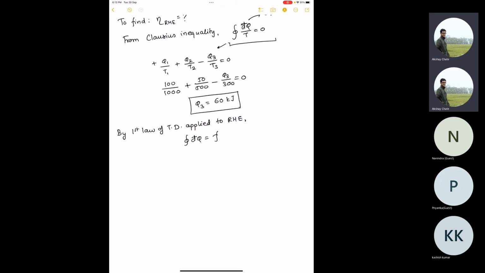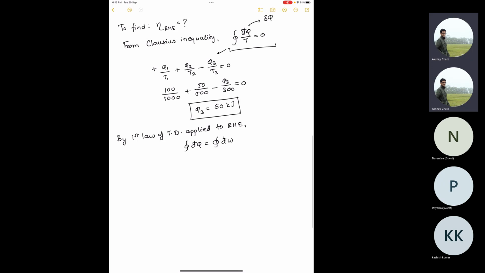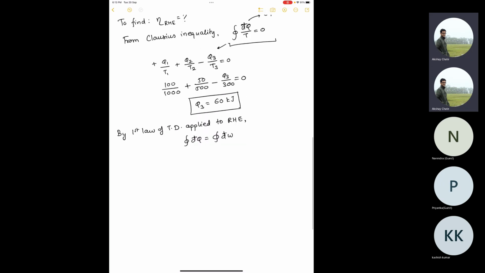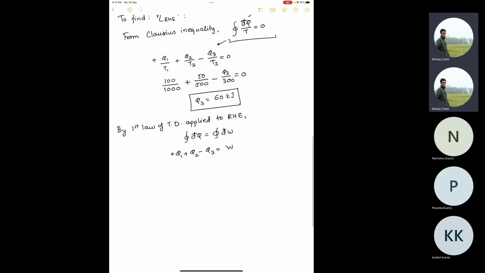Total heat interaction is equal to the total work interaction, right? This is the first law. So here total heat interaction is plus Q1 plus Q2 minus Q3, and total work interaction is W. It will be positive because it is work done by the system. So now you can find total work done as Q1 is 100 plus Q2 is 50, Q3 is 60. So if you do this, it should be 90 kilojoule, right?